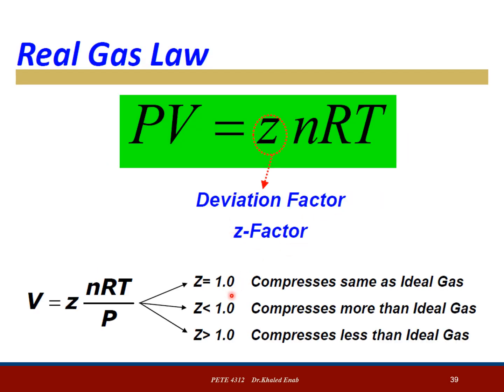Deviation factor: if Z equals 1, the volume is not compressed, meaning my gas is acting ideally. If it's less than 1, the gas compresses more than an ideal gas, so it's smaller in volume than the ideal gas. If it's more than 1, it's larger than the gas would be in ideal behavior.